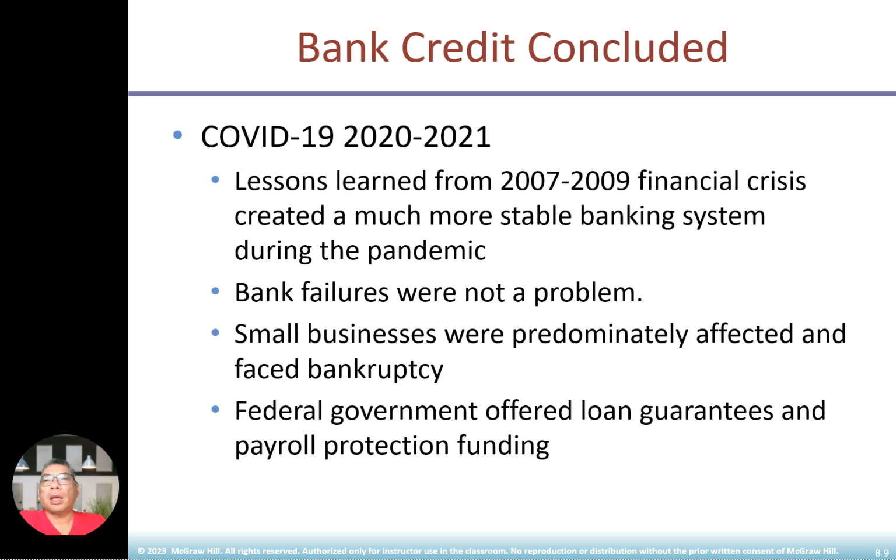In COVID-19, 2020 and 2021, lessons learned from the 2007 crisis created a much more stable banking ecosystem. During the pandemic, bank failure was not a problem. Small businesses were predominantly affected and faced bankruptcy. The federal government offered loan guarantees and payroll protection funding. This is what happened also in Canada. Small businesses were given about, I think, a 10,000 loan grant for COVID during the period, which can be returned at any time.